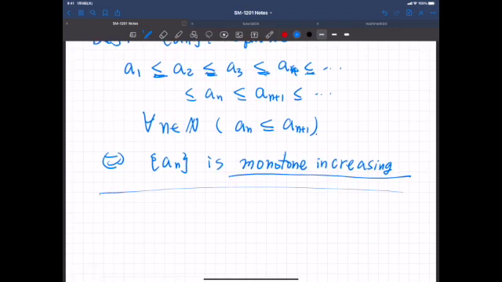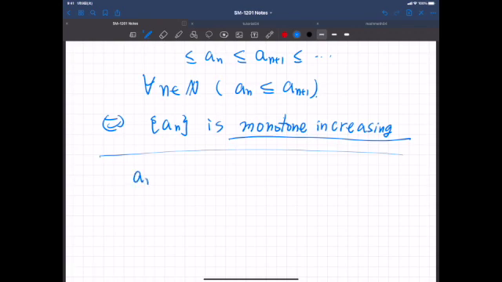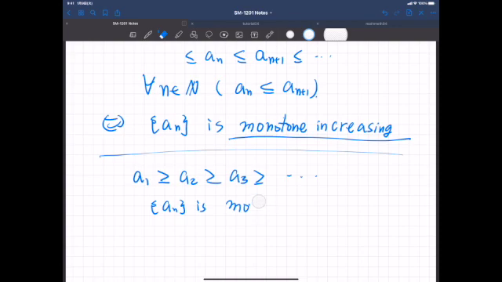And similarly, if we have a sequence like A1 is greater than or equal to A2, which is greater than or equal to A3, and so on, in this case we say an is a monotone decreasing sequence, or monotone non-increasing. Okay. Let's see an interesting little example.